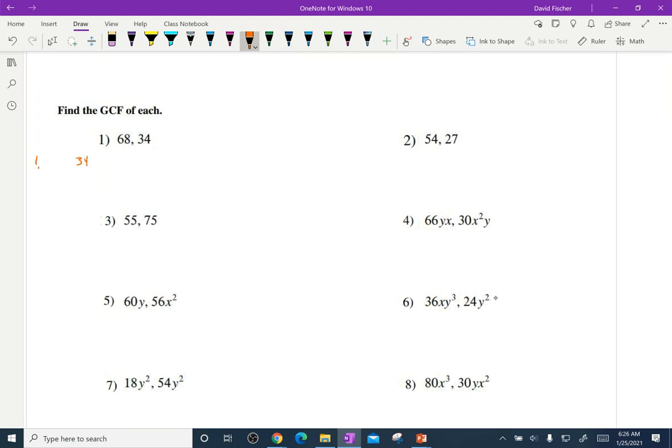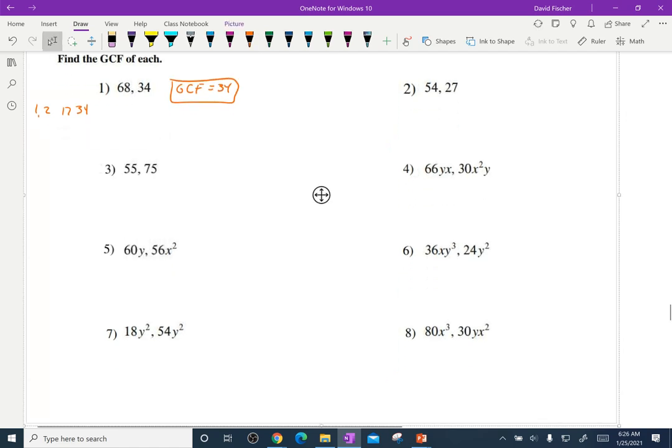Make a factor tree, maybe. I know 2 times, and I'll do it on my calculator, 34 divided by 2, 17. Does 17 go into 68? I have no idea. It does. Nice. Well, does 34 go into 68? Duh. 68 divided by 34, yeah, 2 times. Duh. All right, so my GCF is 34. That wasn't so bad.